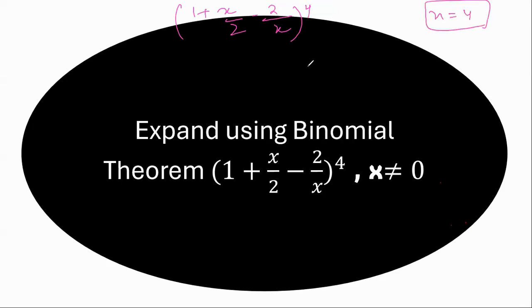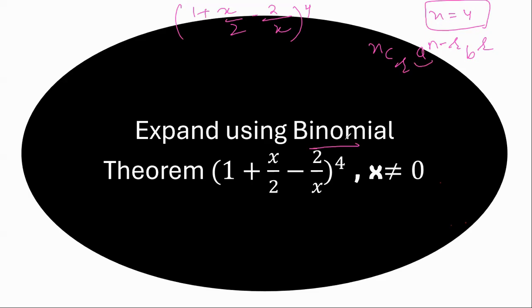Whenever you are using the binomial theorem, we use the general term formula to open the terms. Now n is equal to 4. The general formula is nCr, a raised to the power n minus r and b raised to the power r. N is the final exponent, that is 4. R we have to take from 0 to n, that is 0 to 4, so 0, 1, 2, 3, 4 values I have to take. Then what is a?